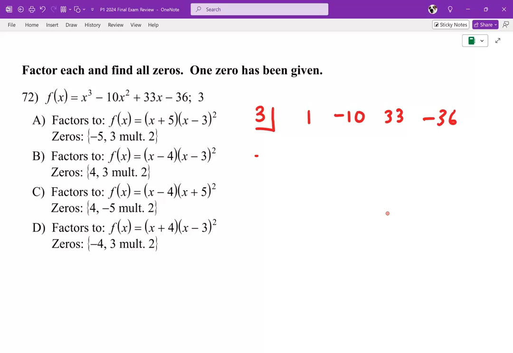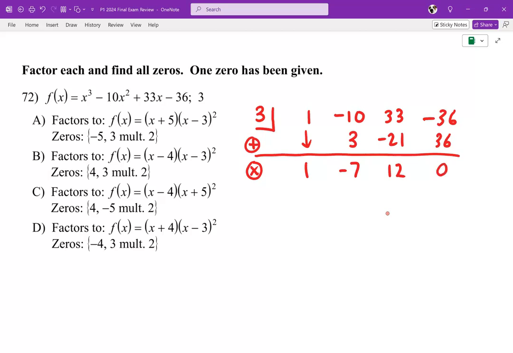So let's go ahead and do synthetic division here. So right here we add, here we multiply, drop the 1. 3 times 1 is 3. Negative 10 plus 3 is negative 7. 3 times negative 7 is negative 21. 33 plus negative 21 is 12. And 3 times 12, that's going to be 36. My answer is 0, which I'm supposed to get.